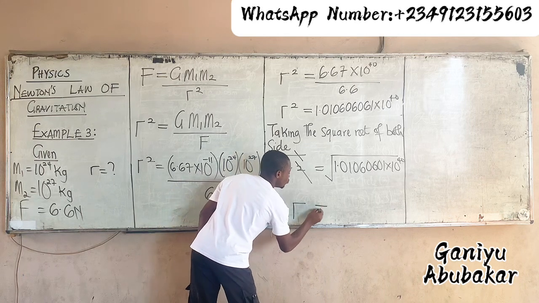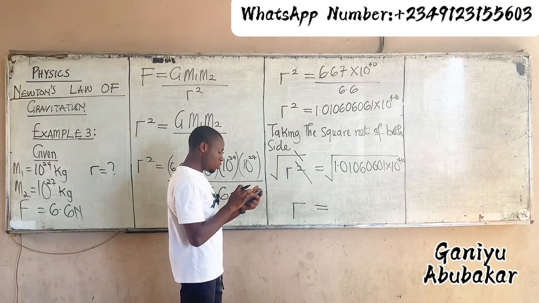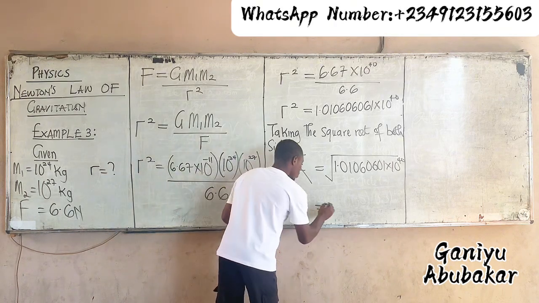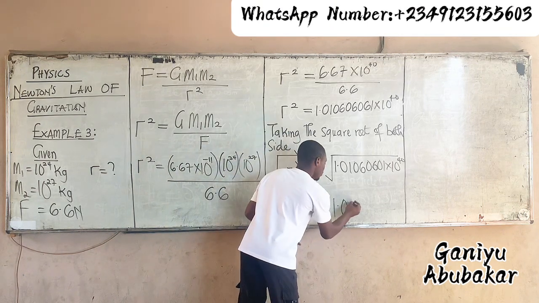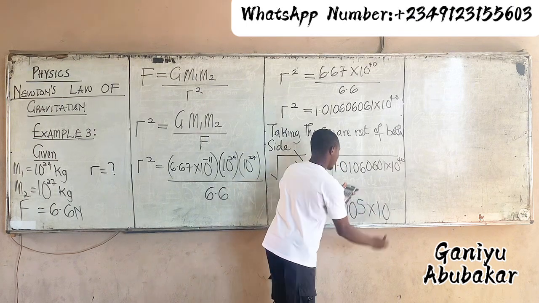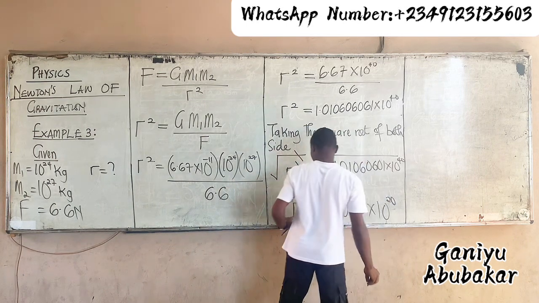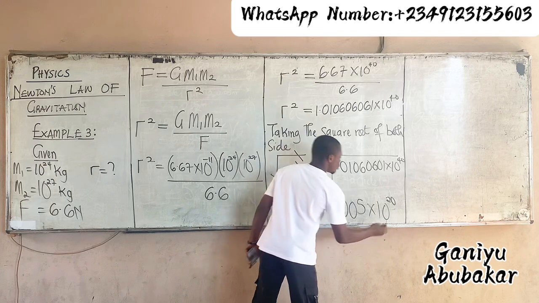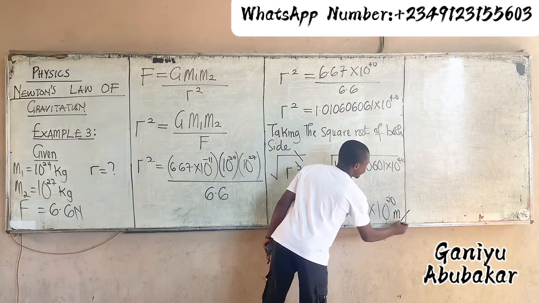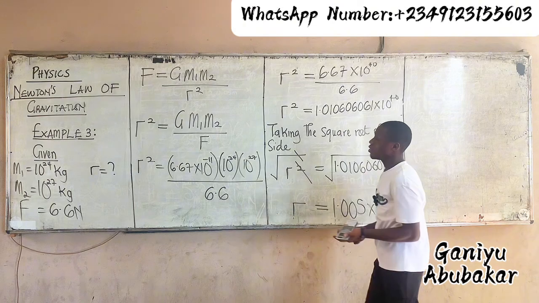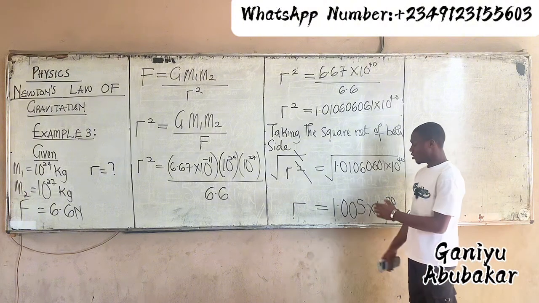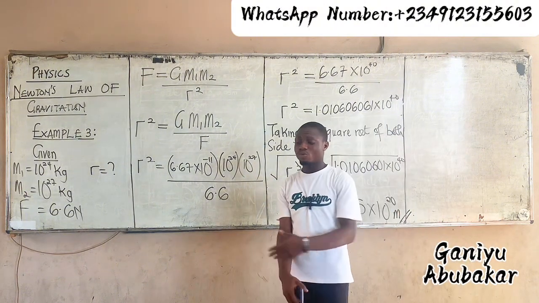So r should be equal to the square root of the answer. So I have 1.005 times 10 to the power 20. This r is not radius, please, it is your distance, and it's measured in meters. This is how I solve this particular problem.